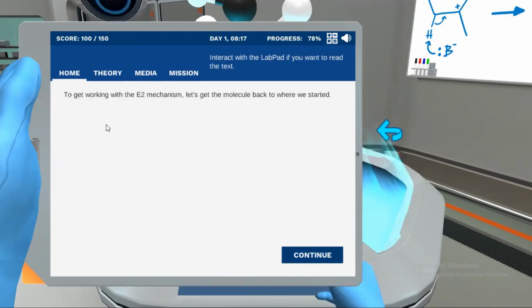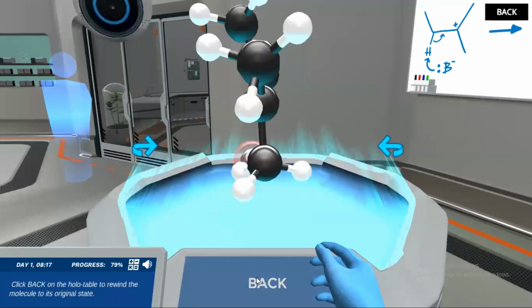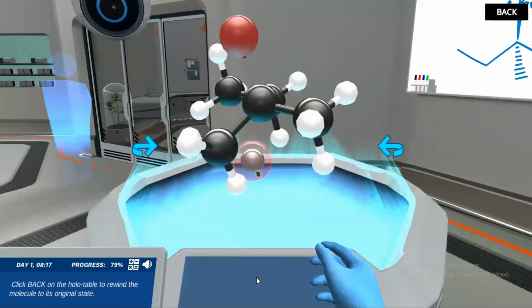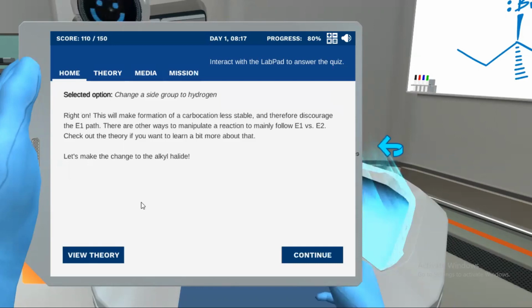To get working with the E2 mechanism, let's get the molecule back to where we started. Click back on the hollow table to rewind the molecule to its original state. Excellent. As you know, this molecule could technically follow an E2 pathway as well as E1. But we can change it to make E2 more favorable. How would you change it to make it more likely to follow the E2 path? Right on. This will make formation of a carbocation less stable, and therefore discourage the E1 path.